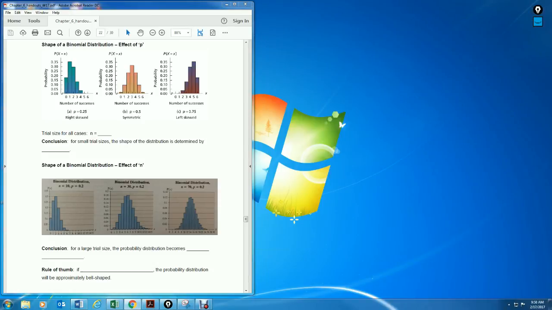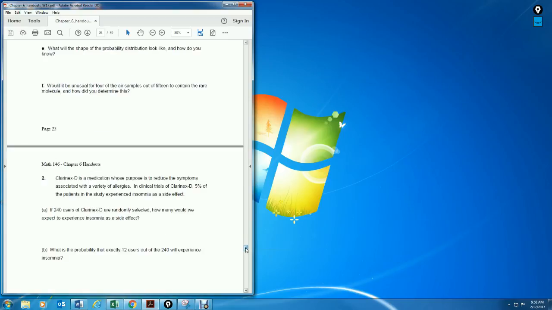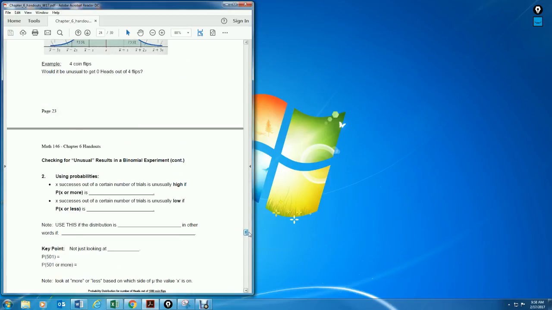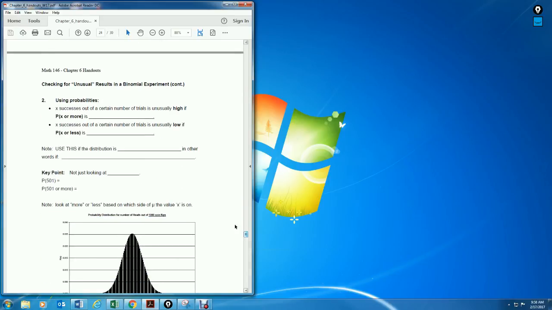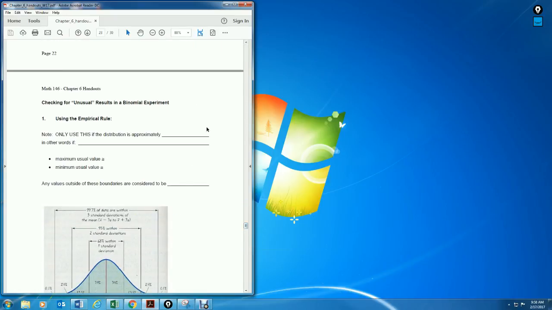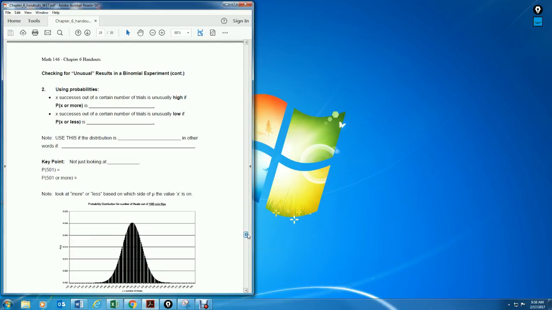Let me go back down to the last part of the problem. Would it be unusual for 4 of the air samples to contain the rare molecule? Now, we just saw that it was right skewed. When you're checking for unusual results, you can only use the empirical rule if it is approximately bell-shaped. This distribution is clearly not bell-shaped, so we cannot use the empirical rule. In other words, we have to use probabilities.